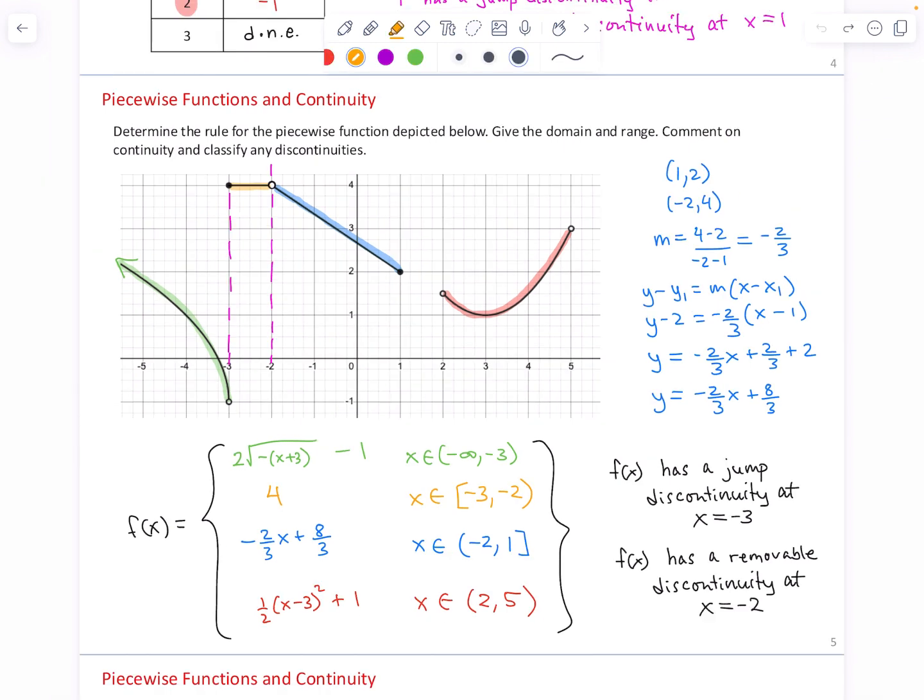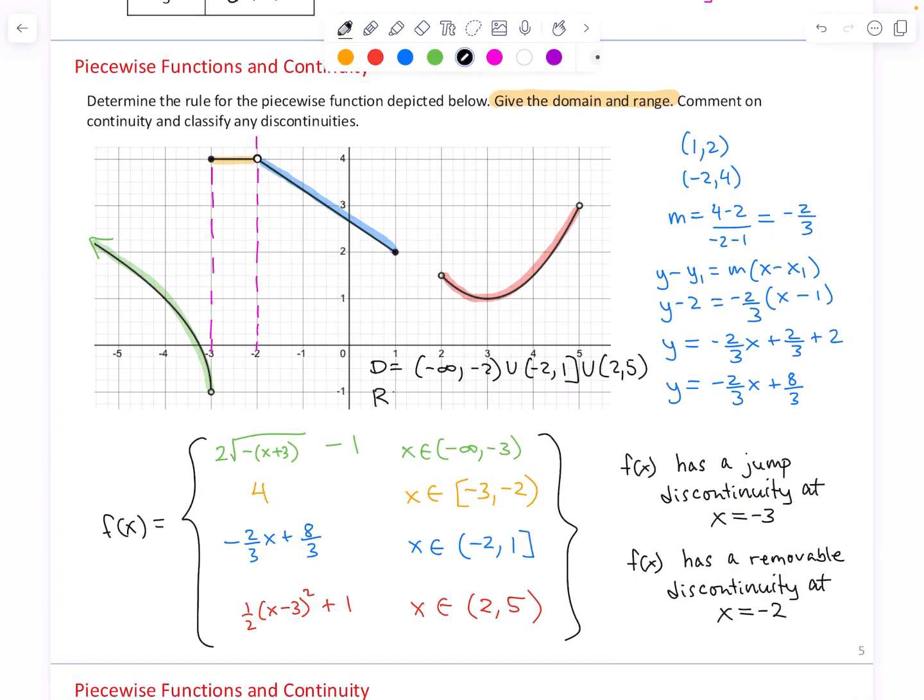And backtracking to give the domain and range, the domain will be the union of these intervals. Well, these two intervals stitched together form one continuous interval from -infinity up to -2. These two intervals cannot be stitched together into one interval because -2 is missing from both. So we need a union from -2 up to 1 inclusive, and then these two intervals cannot be stitched together at all because of this gap between the blue and the red.